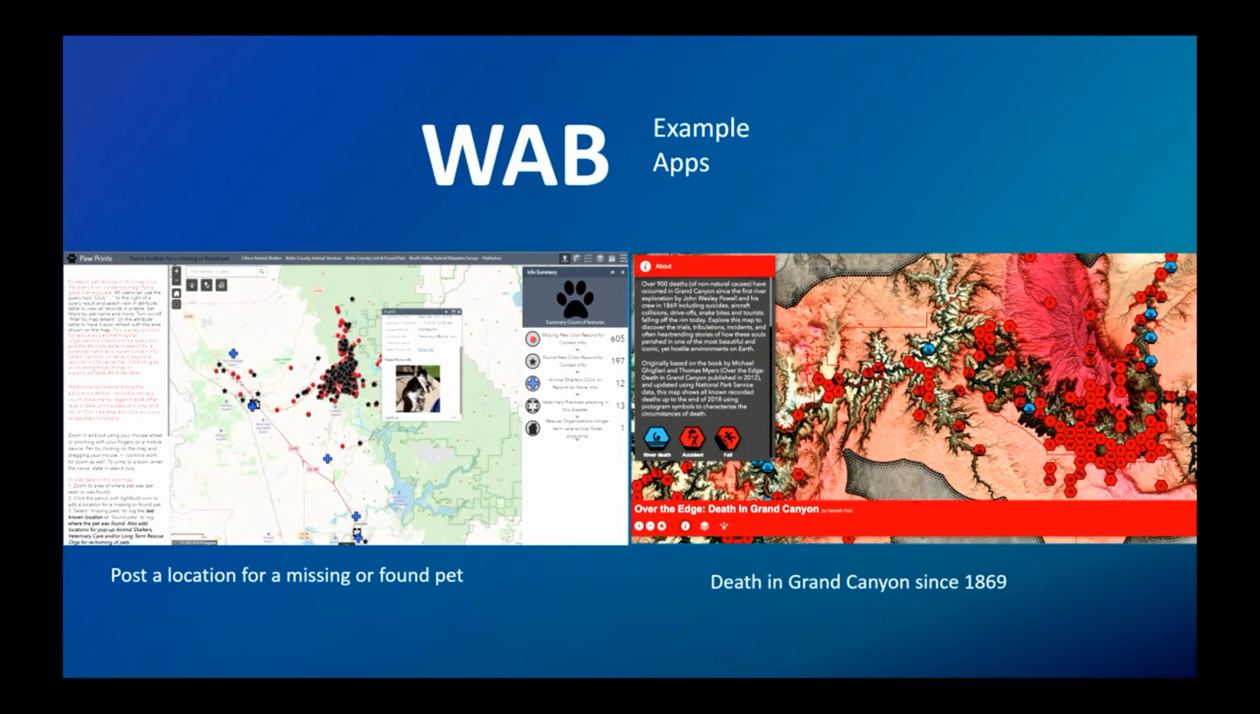Another one that's pretty interesting, on your left-hand side, is the deaths in Grand Canyon. Think about aggregating all this data from 1869 and giving you a nice visualization representation of what those data points look like. So there are some really good examples built with Web App Builder to give you an idea of what you can build with our technology.